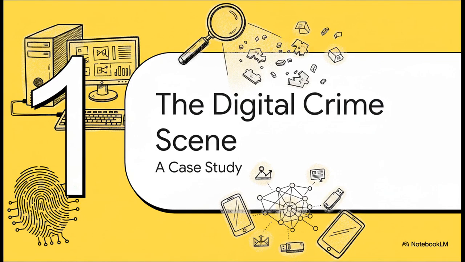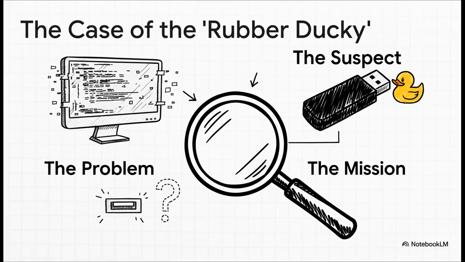All right, so how does this actually work in practice? Let's walk through a digital crime scene together and see exactly how an investigation like this unfolds. So here's our case. An employee's computer is just acting weird. The suspicion is that someone plugged in a malicious USB device.